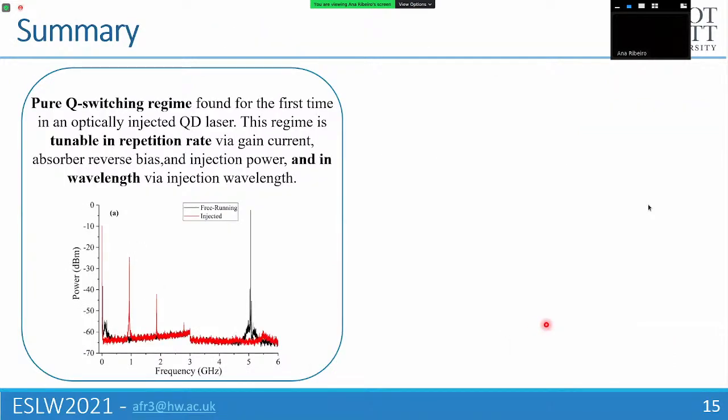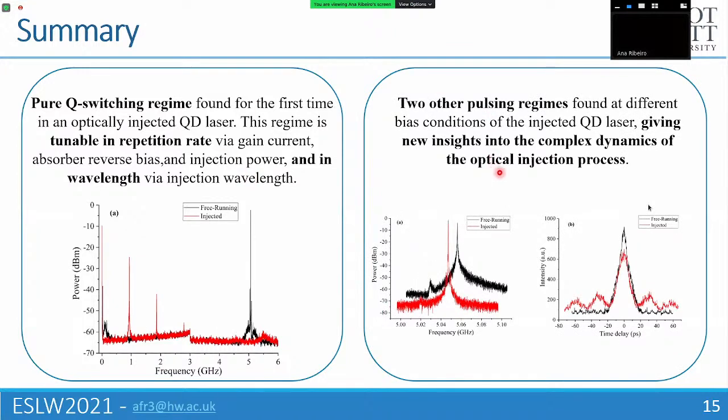So in summary, we found for the first time experimentally a pure Q switching regime in an optically injected quantum dot laser. This regime is tunable in repetition rate via gain current, absorber reverse bias, and injection power, and also via wavelength by tuning the injection wavelength. We also found two other regimes at different bias conditions, which we believe will give new insights into the complex dynamics of the optical injection process.